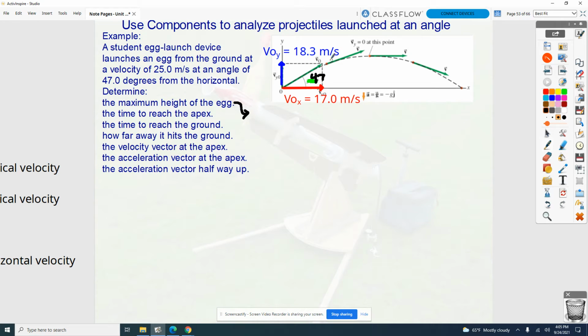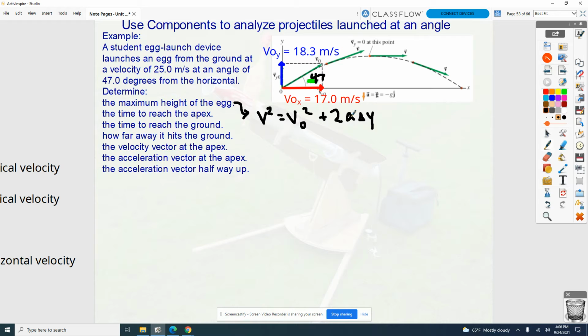We see that the maximum height depends only on the vertical velocity. And we've used this equation numerous times. v squared is equal to v naught squared plus 2a delta x. Now, we've seen delta x before, but this is vertical motion, so let's go ahead and change that to delta y.